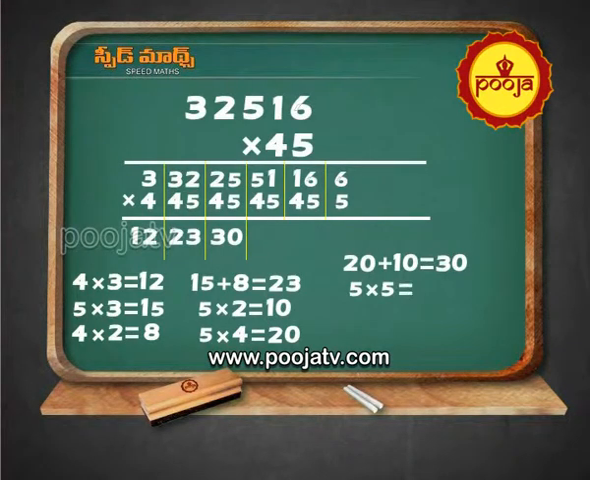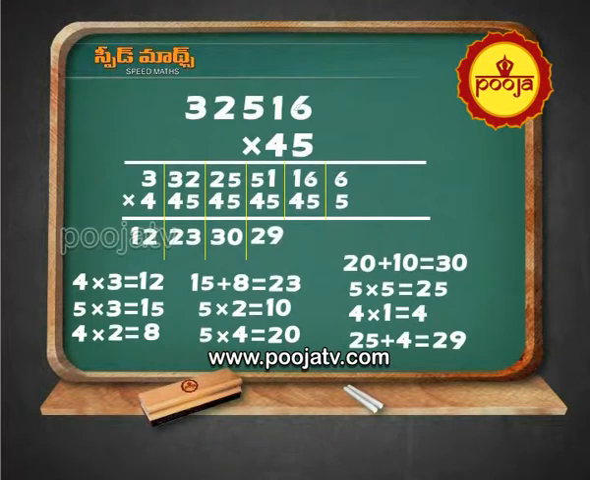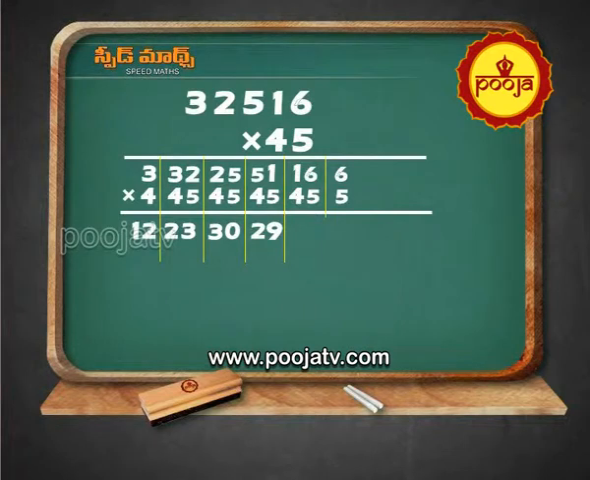5 5 is 25. 4 1 is 4. 25 plus 4, 29. 5 1 is 5, 6 4 is 24. 24 plus 5, 29. 6 into 5 equal to 30.